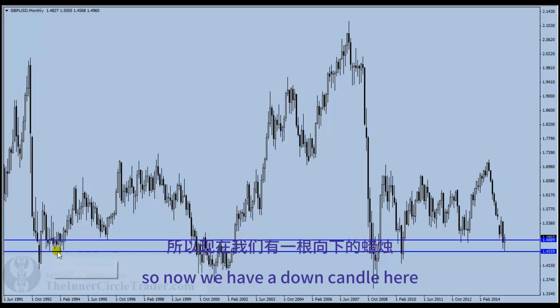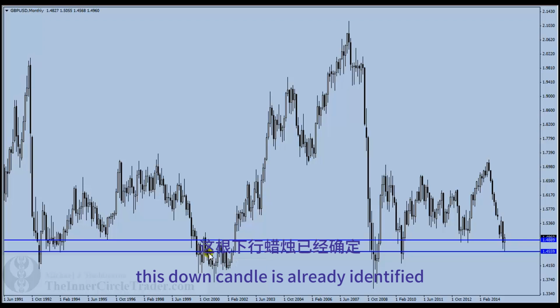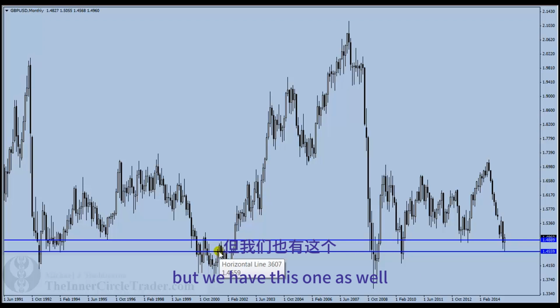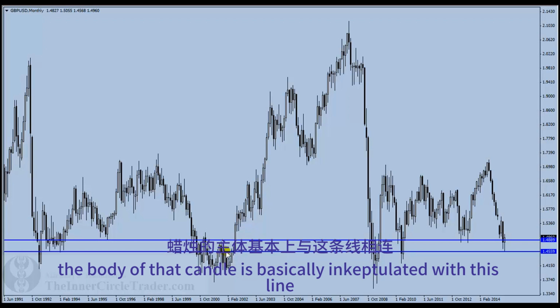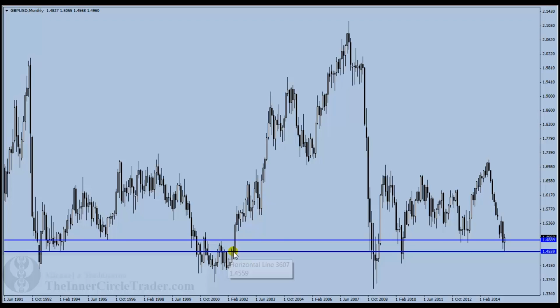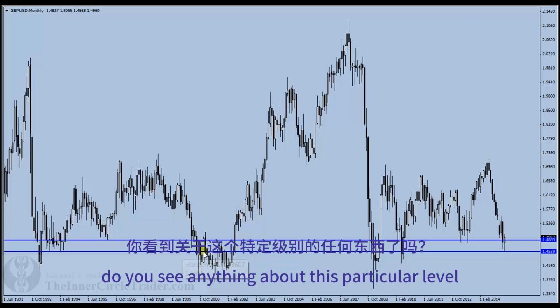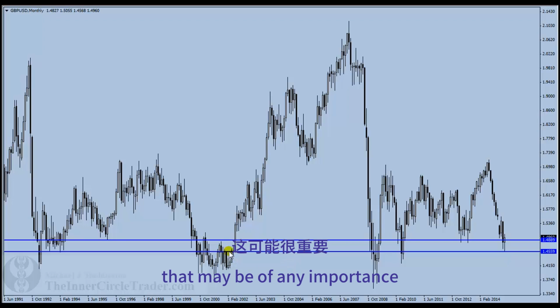Look at the lows of these candles back here. Look at the high of this candle. Look at the bodies of this candle here. All these three candles in here. This candle here, the body of this candle, the body of this candle, and the body of this candle, and the body of this candle. You see how that's all really close to that same overall price level?